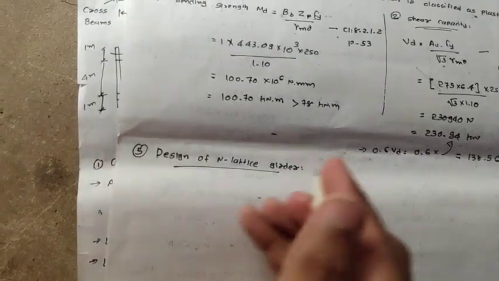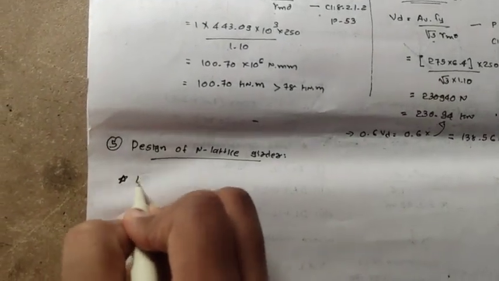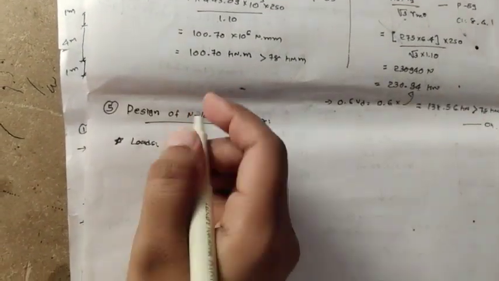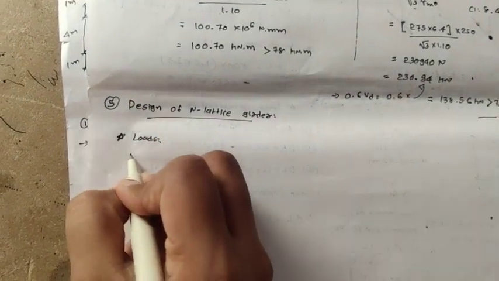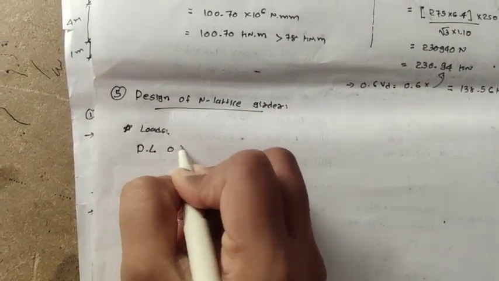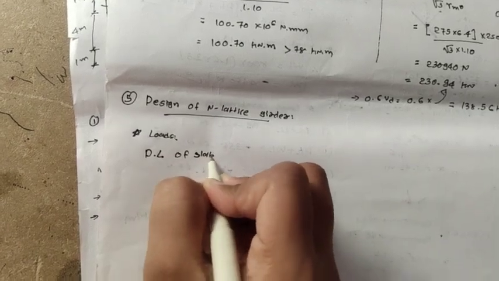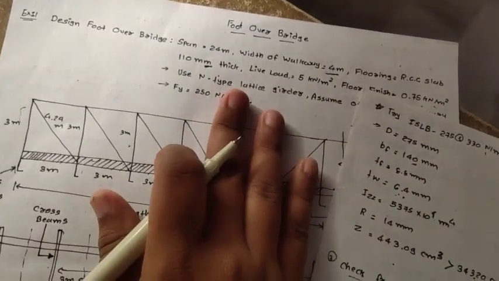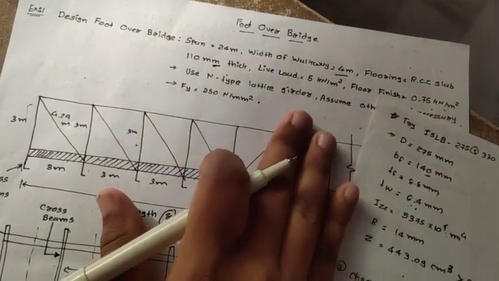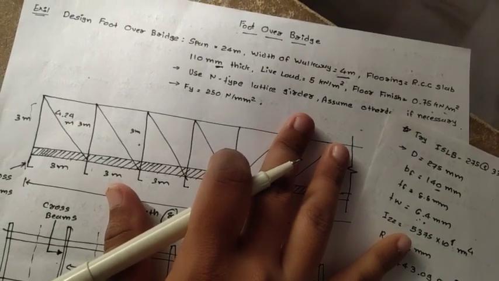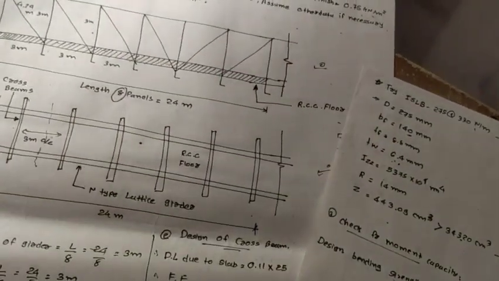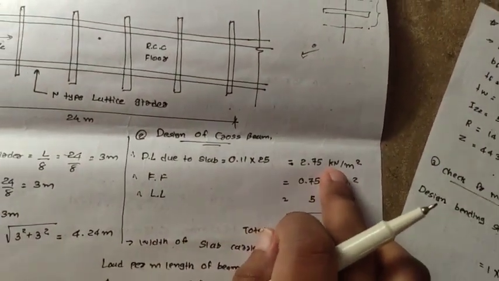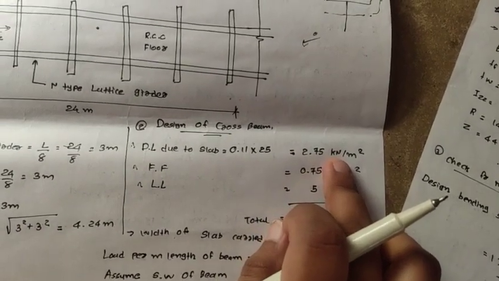Starting with the counting of the loads. The first load we consider is the dead load, the dead load of the slab. For finding the dead load of the slab, last time our dead load of the slab was equal to 2.75 kilonewton per meter square. But here we take it as a UDL.